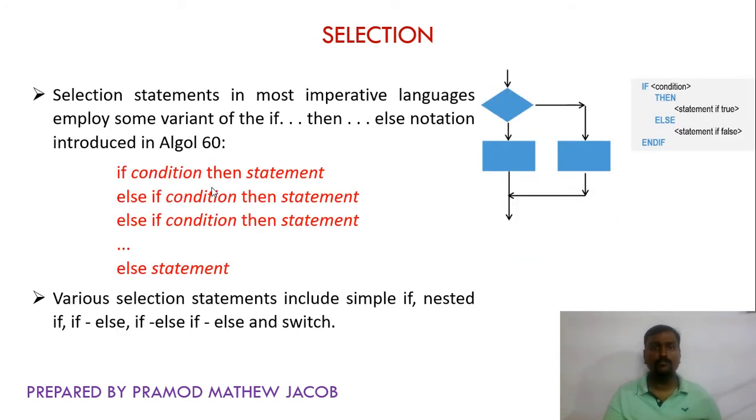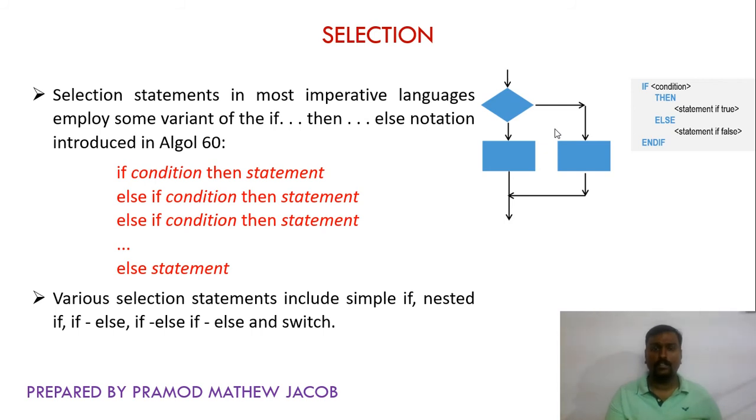Next is selection statements. Selection statements in most imperative languages employ some variant of the if, then, else notation. We are giving a condition. If the condition is true, it will execute a particular block of statements. If it is false, it will execute another particular block of statements. These true block and false block will not execute together for a particular condition. Either the true block or the false block will be executed. That is why it is called selection statements.